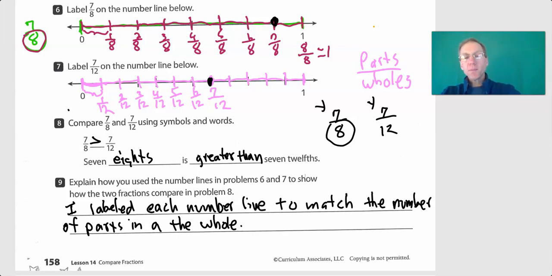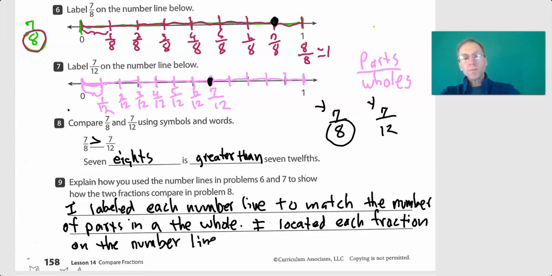What was the next thing I did? I located each fraction on the number line. When I say locate, that's where we put the little dot. I located each fraction on the number line. Then I compared them. If you think about it, that's exactly what we did.